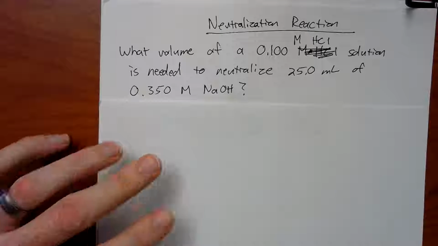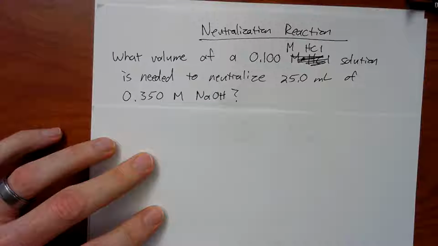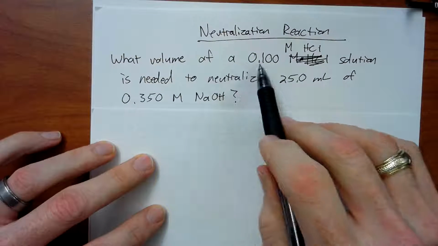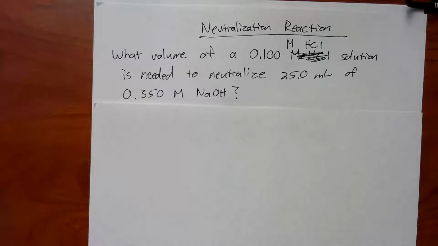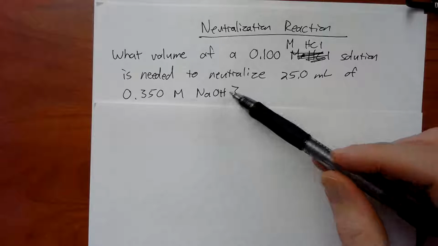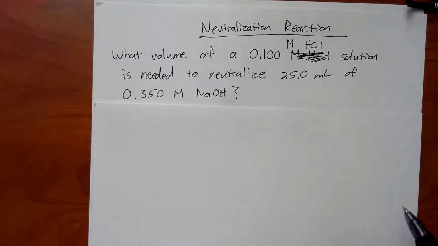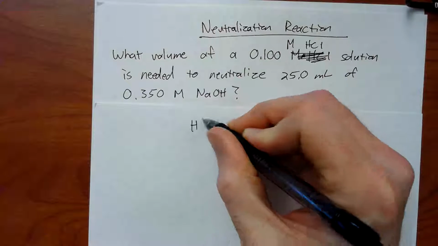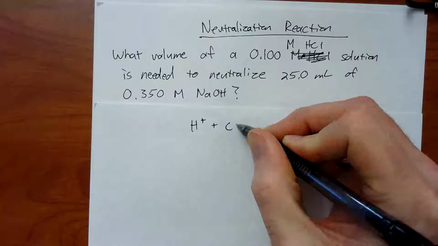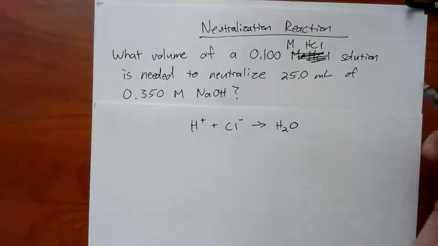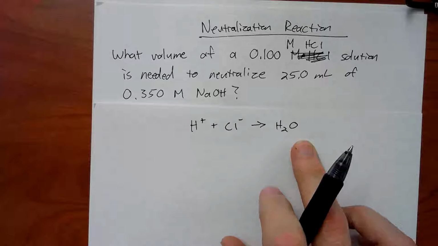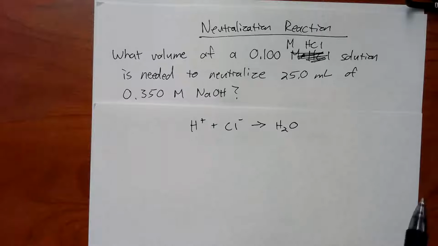Here's a great problem on neutralization reactions, where we can see what volume of 0.1 molar HCl solution is needed to neutralize 25 milliliters of 0.35 molar NaOH. I've got a strong acid and a strong base, and so those will neutralize. Remember the net ionic equation for this is H+ plus OH- will yield H2O. So that's a cool little thing to remember, and we'll come back to this in a second.